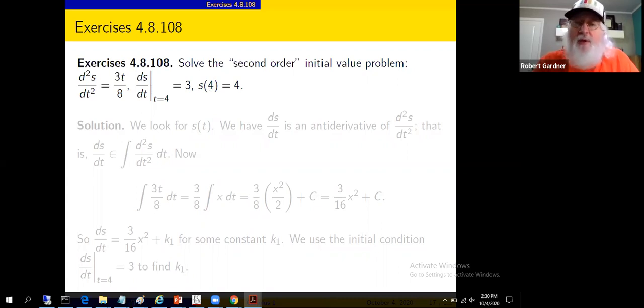It's just a function, but we've often used s for position. I think they're giving us the position at time 4. They're giving us the velocity at time 4. And they're giving us the acceleration at all times and asking us to find position as a function of time. Find s of t. That's what it means to solve an initial value problem. Find a function s that satisfies these conditions. All right, they gave us 2 initial conditions.